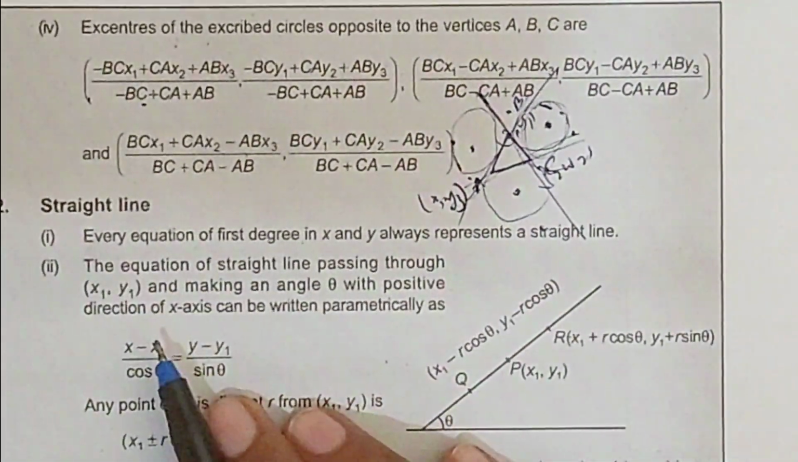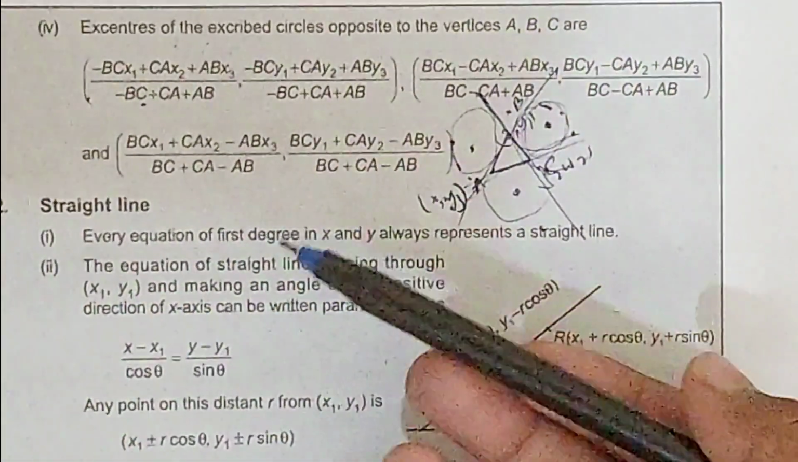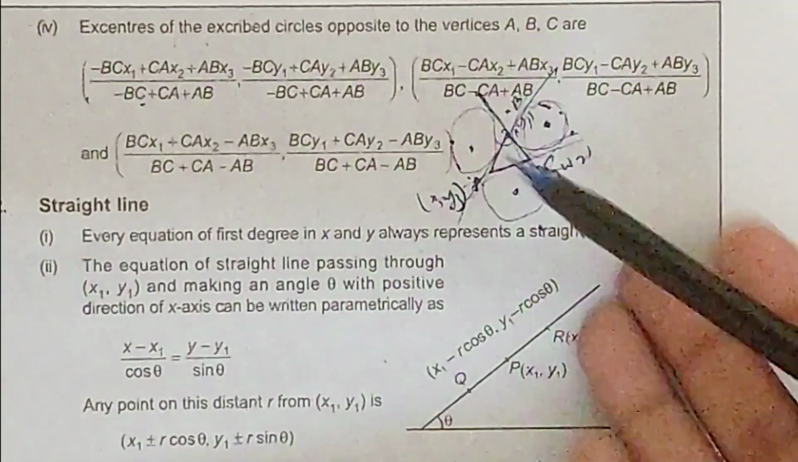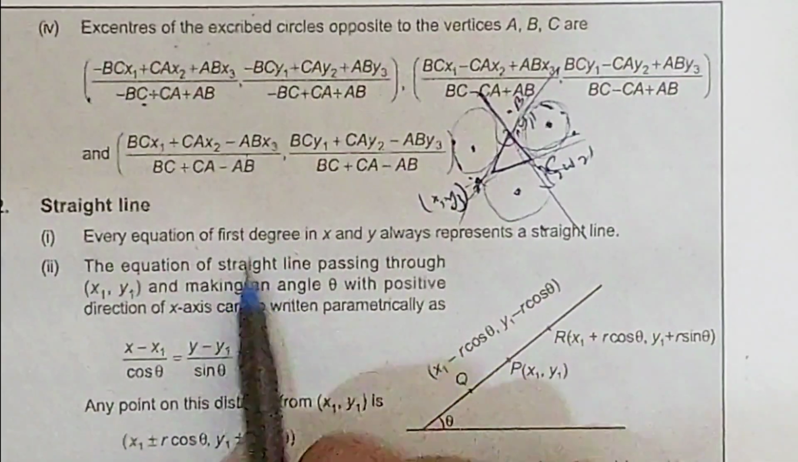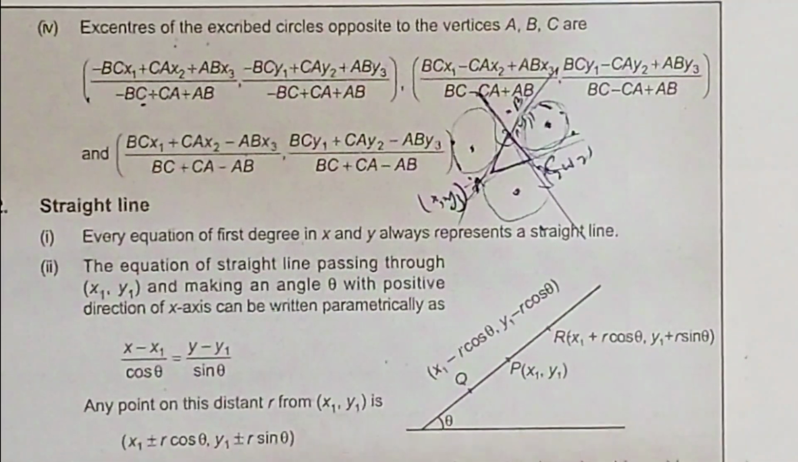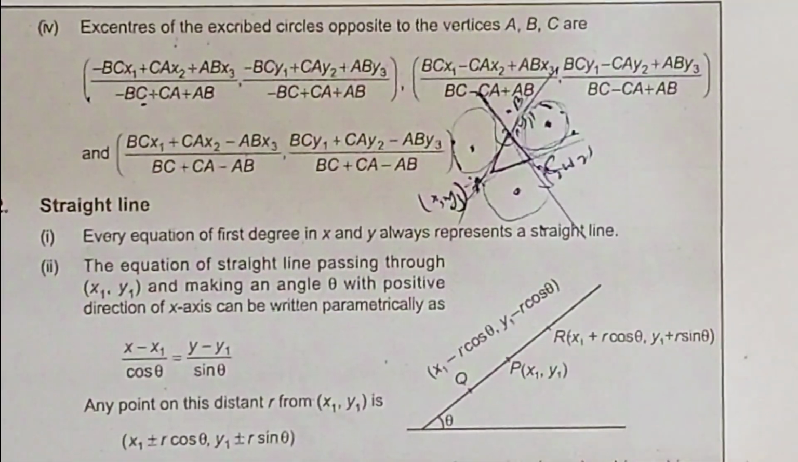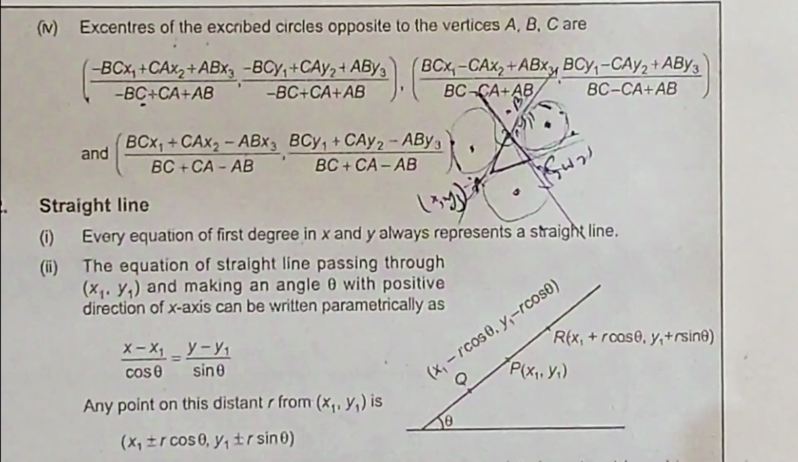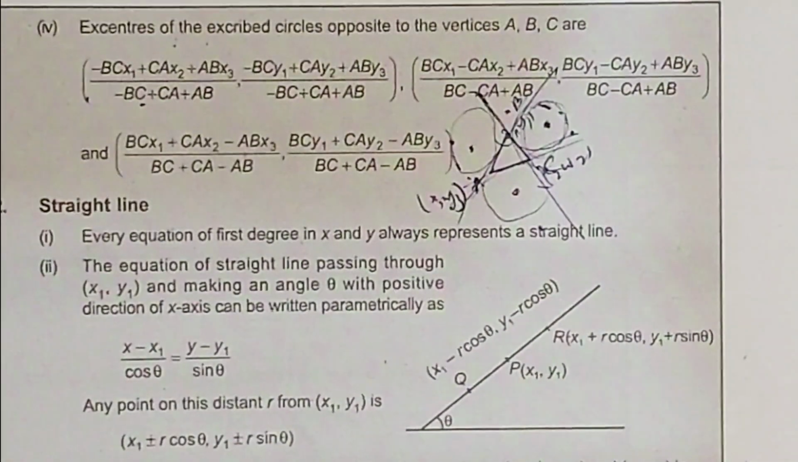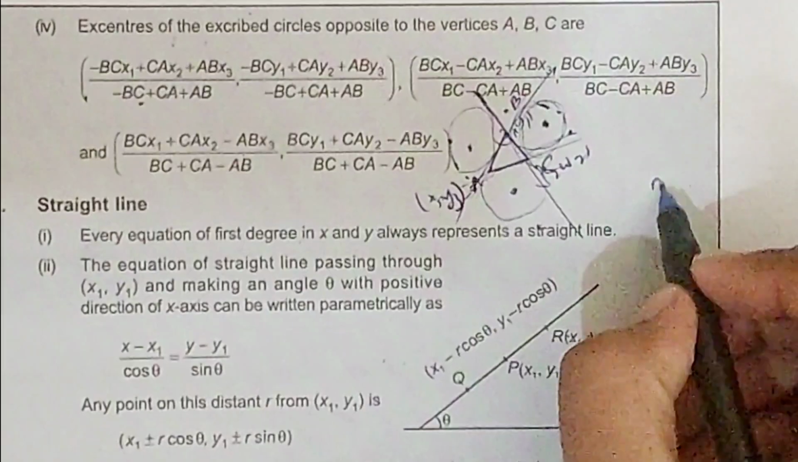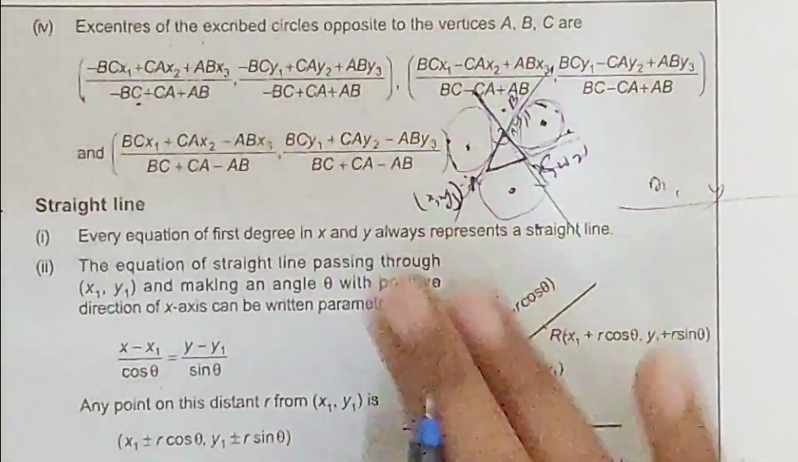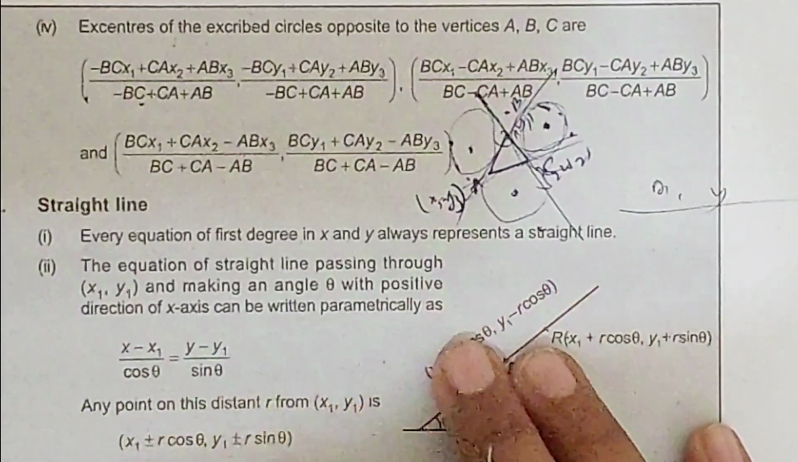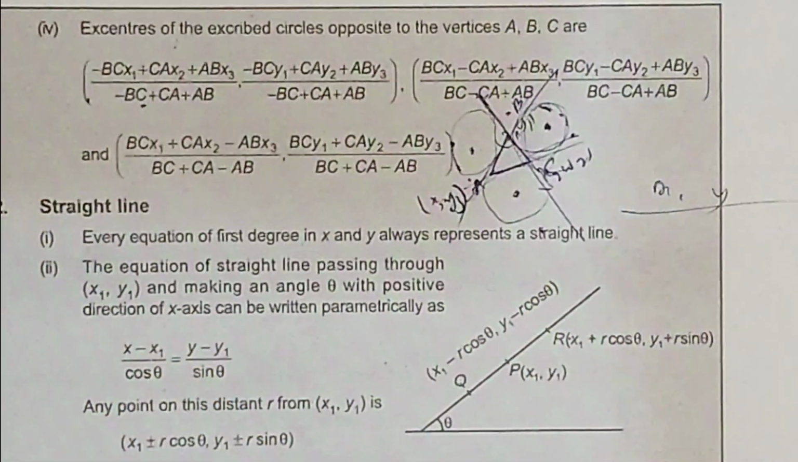Straight lines. Now you will also learn it, because I'm telling you the trick to learn these equations also. Every equation of the first degree in x and y always represents a straight line. Whenever you have x and y in any equation and x and y are of the first degree, then it will always represent a straight line.